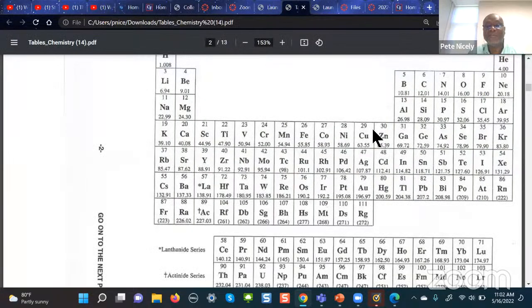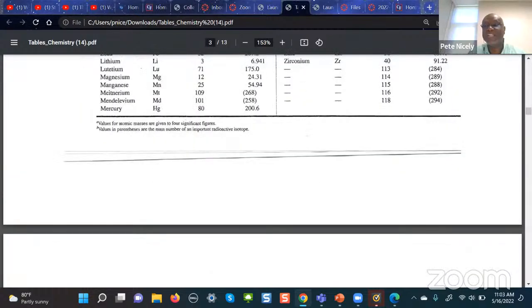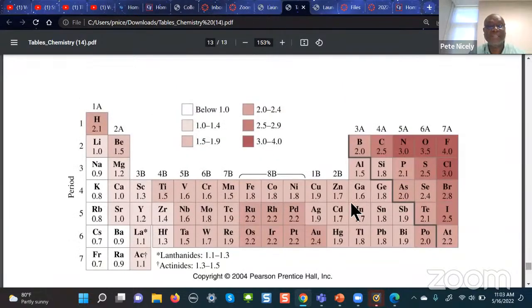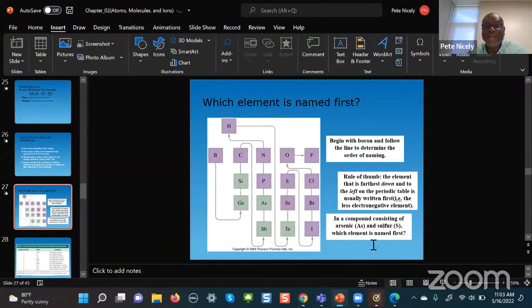All right, so the very last page on this table gives you the electronegativity values of the different elements, right? So basically you could use this to help you determine which element is indicated first. According to IUPAC, the element which has the lower electronegativity value is the one that is indicated in the formula or in the name first, right?